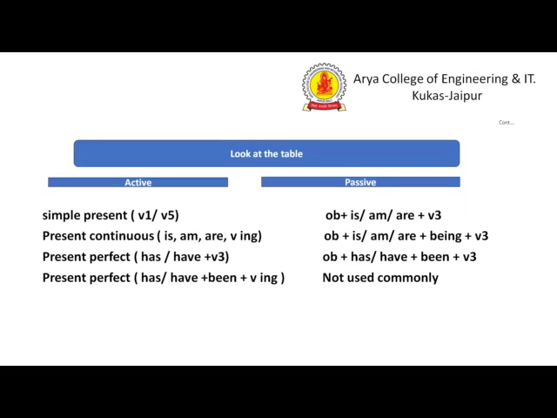Now the next, the present perfect. What rule are we applying? Object plus has/have plus been plus verb's third form. Here we use: she has finished her work. So, her work has been finished. This is the way we see it in the present perfect.